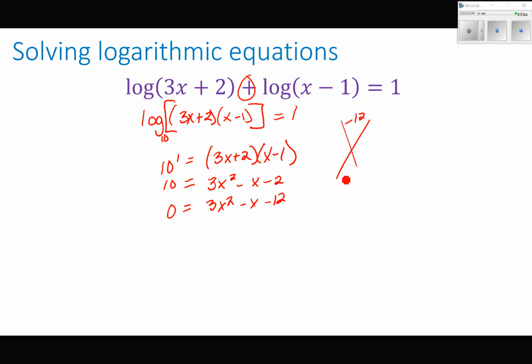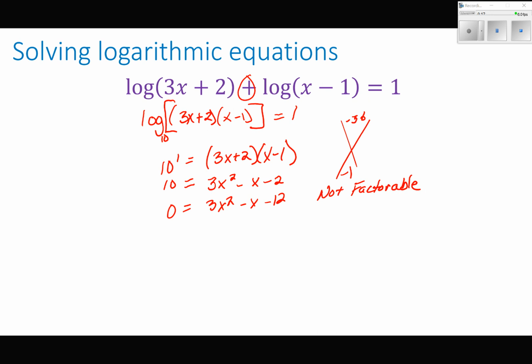Negative 12, that adds up to be a negative 1. 4 and 3 are numbers I can work with, but I can't get it to be a negative 1. I'm sorry, not negative 12, because it's 3 times negative 12, so this would be a negative 36. So negative 36 to get negative 1, no, it's not factorable. So we have to go back. We can use quadratic formula to solve any of these.